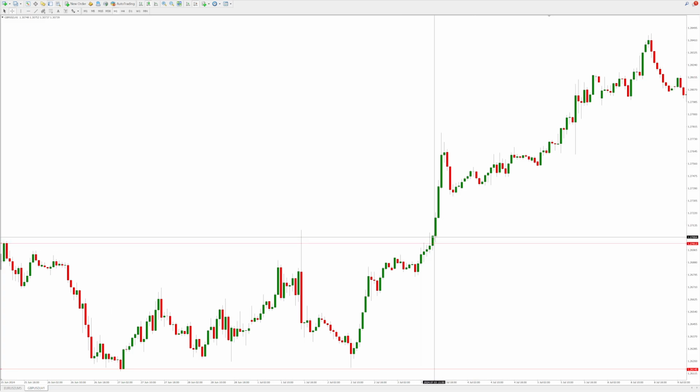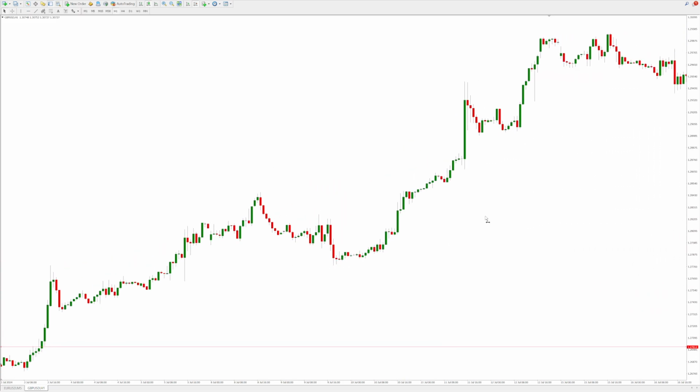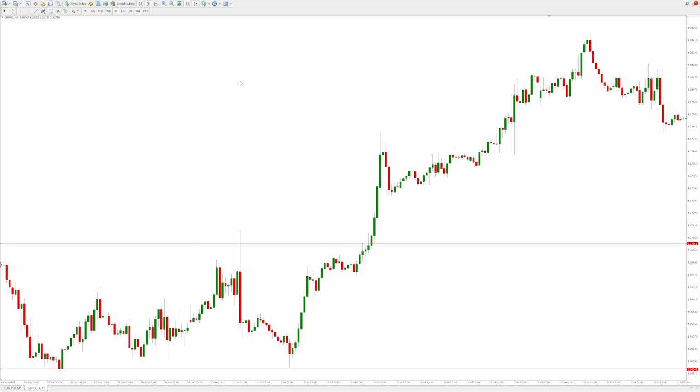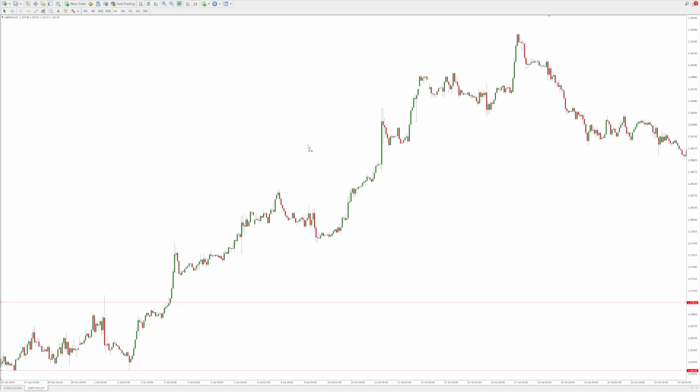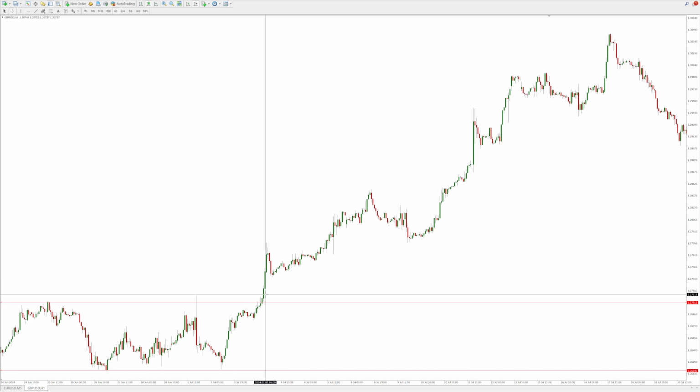Anyway, we've taken the entry here following the triple bottom candlestick pattern, the breakout of the neckline. Let's see what happens. Well, okay, I think it's safe to say that would have been a good trade. Very good trade. How many pips is that?